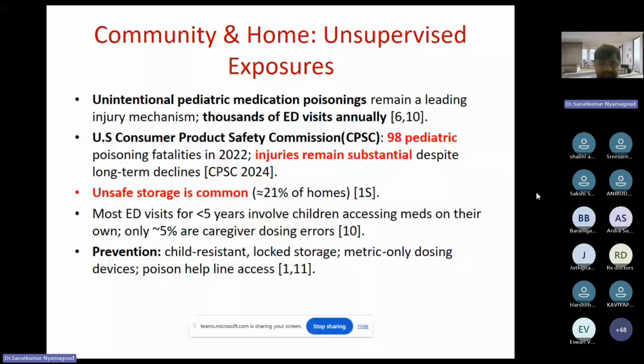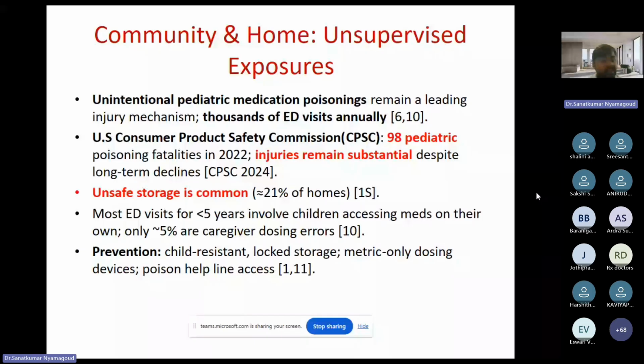And in most emergency department visits, you see children accessing the medications on their own. For example, if you keep some syrup at home, children take it directly without consulting their parents. Only approximately 5% of caretakers provide medications, and even then they make dosing errors. So it is very important for us to know that pediatric populations are a completely separate population that we need to take care of.